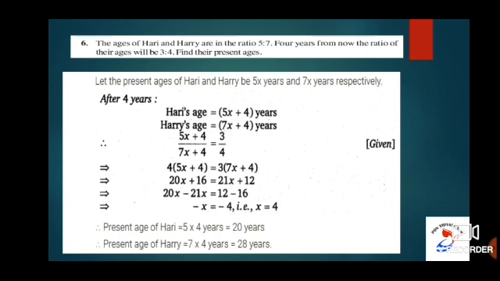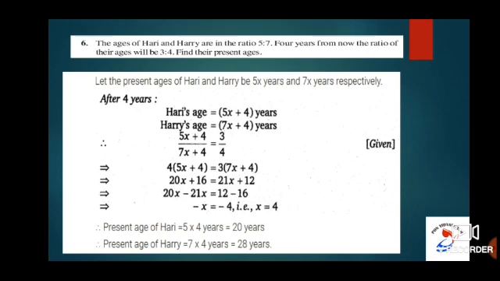Find their present ages. Before solving this problem, suppose if I tell you that my present age is 10, what will be my age after 4 years? So what I should do to get my age after 4 years? I have told you that my age is 10. After 4 years, I have to add 4 to my present age. So my age will be 14. So whatever I should do, I have to do to my present age. That is the point I want to make clear here.